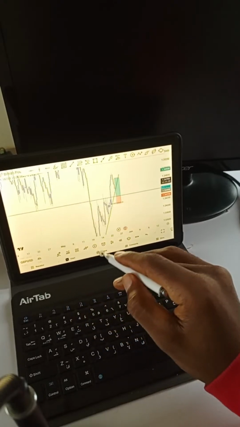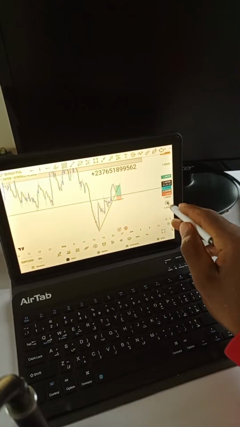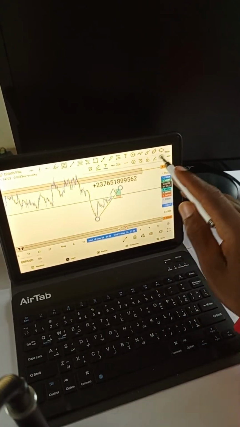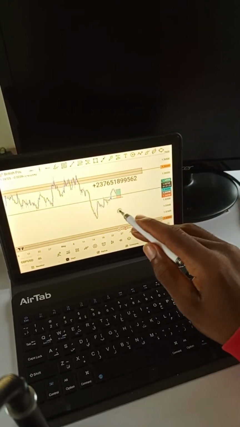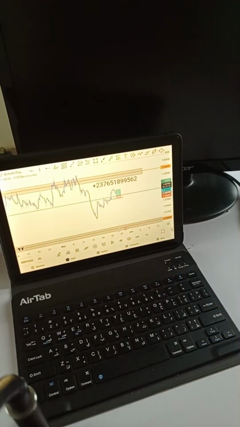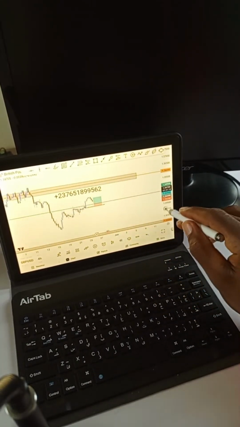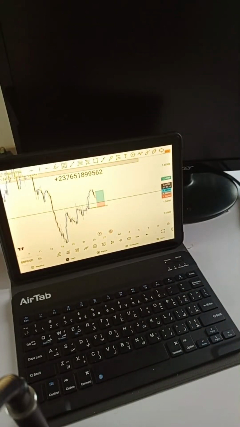Let me just go up to there. 4 hours. So this is what we are looking forward to have on GBP USD. If price can pull back to 1.34500 and give us a confirmation, then we'll be having a buy. No doubt. So that's what we have going on, guys.